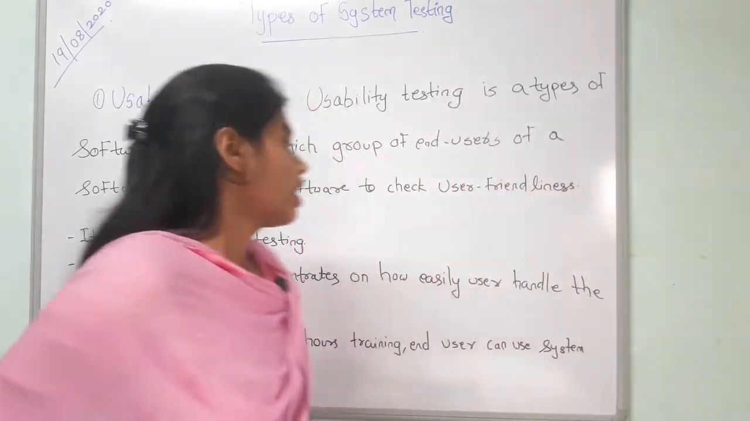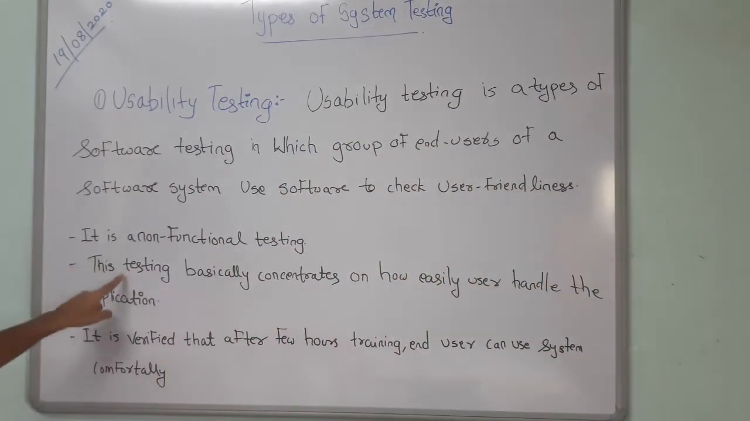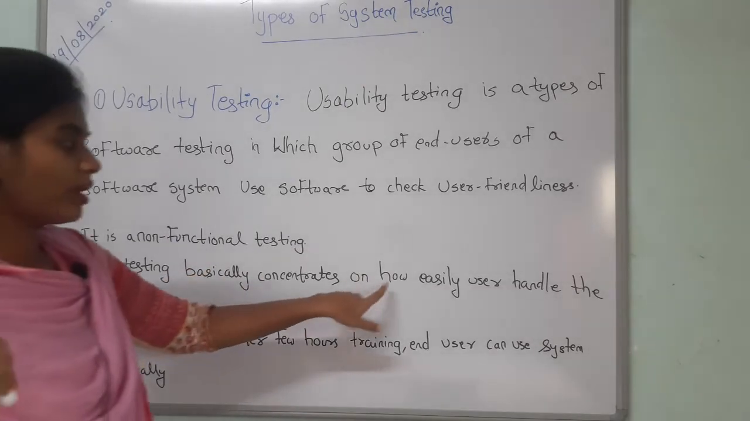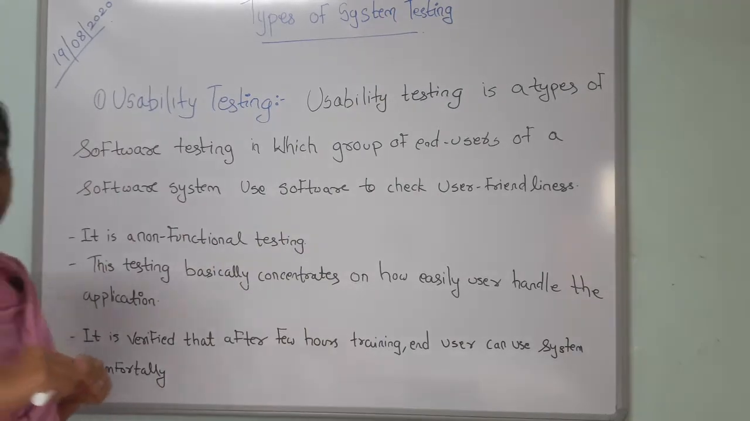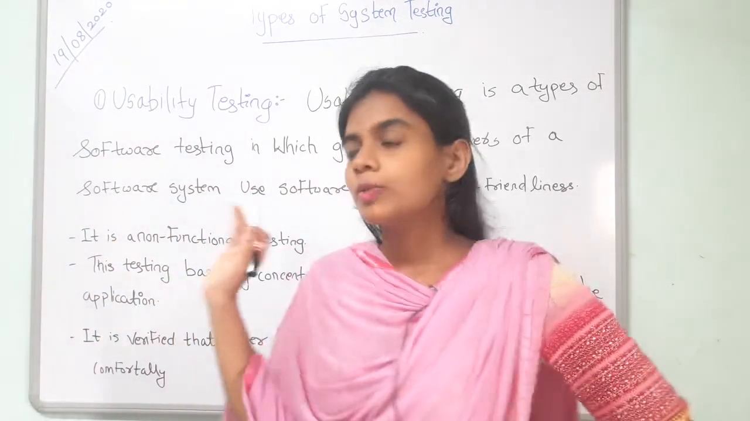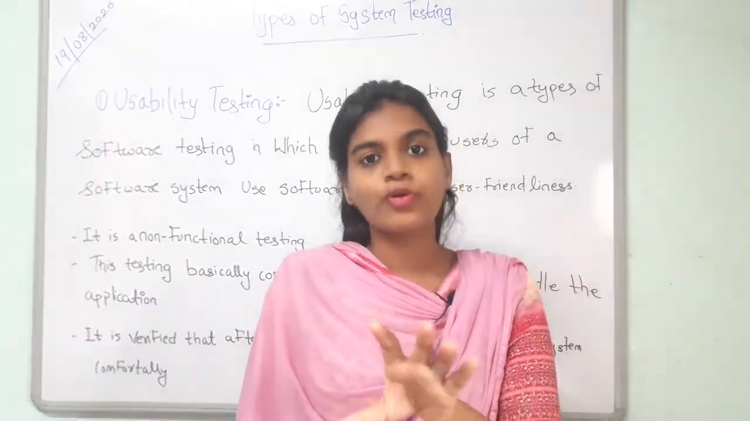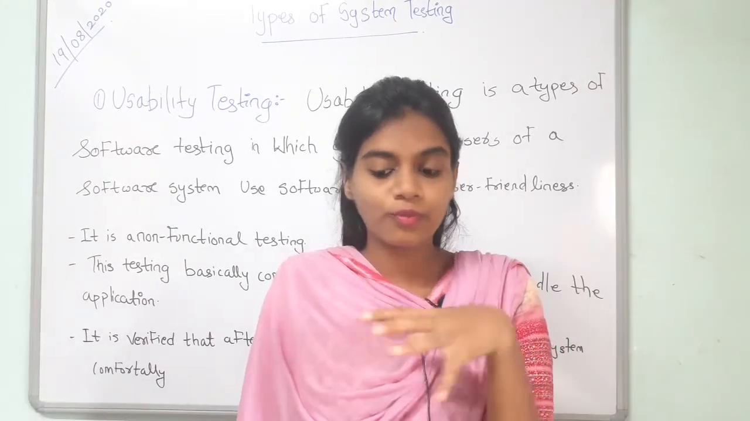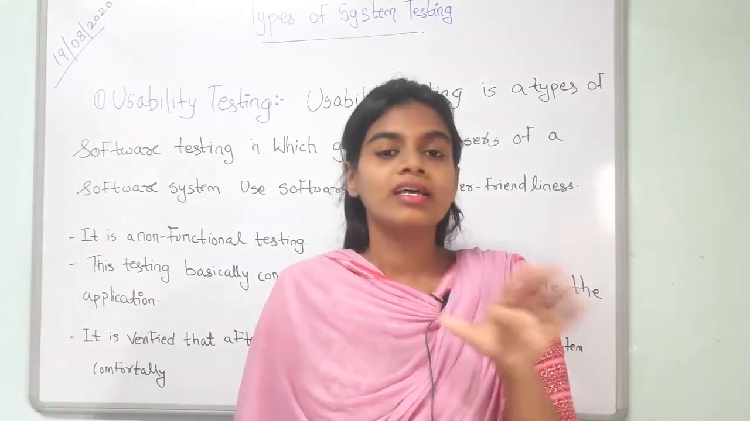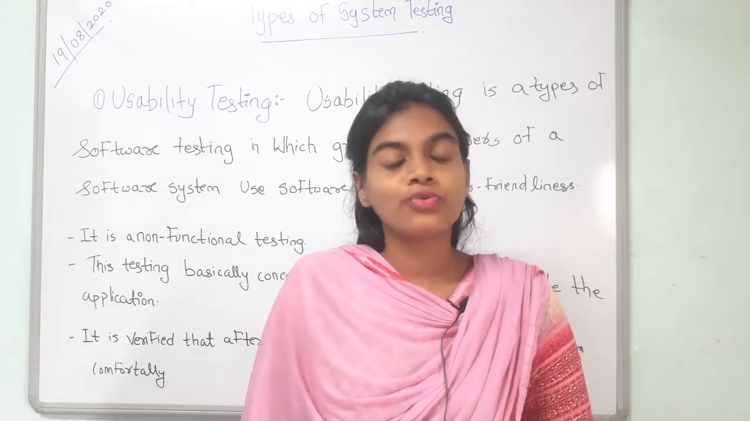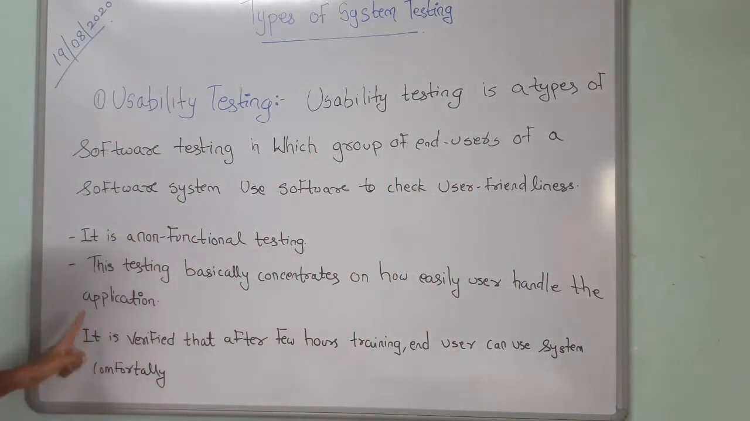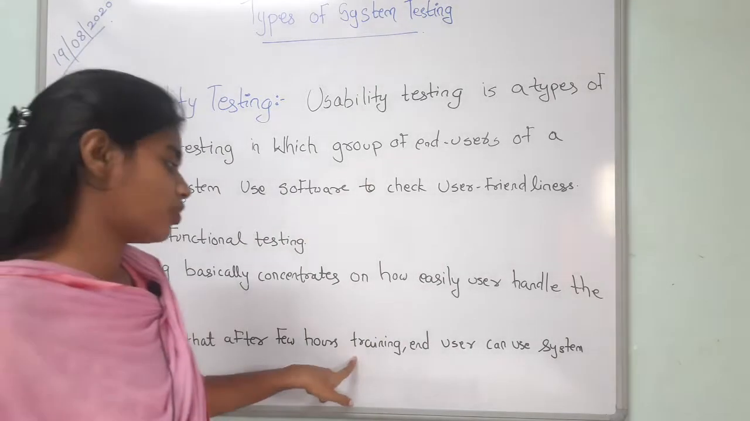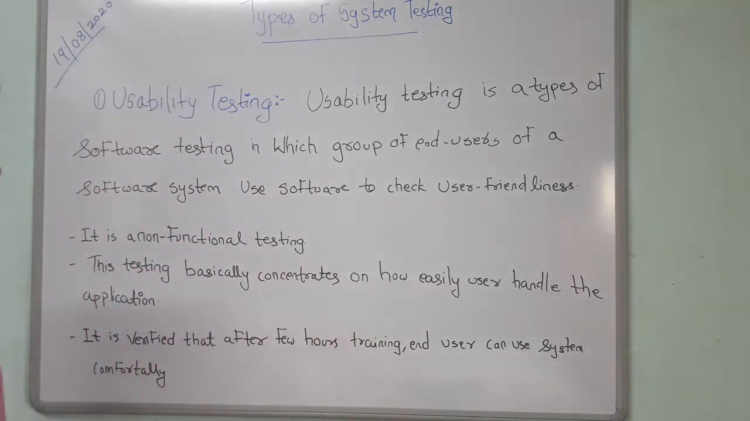The third point is that the testing team basically concentrates on how easily the user handles the application. As I told you before, usability testing checks whether the software product is easy for the user to handle. The fourth point is that it is verified that after a few hours of training, the end user can use the system comfortably.